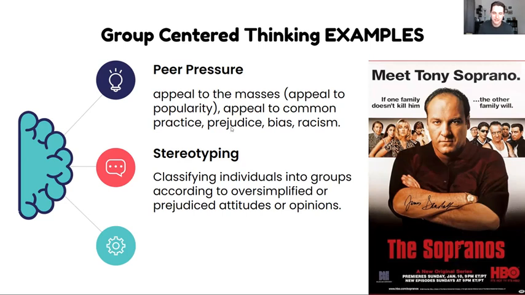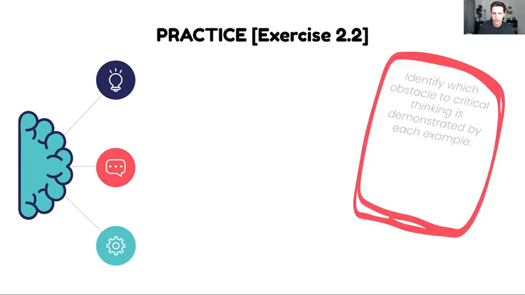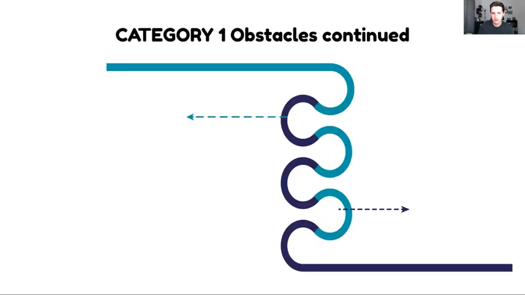So, a simple example of a stereotype, but there are lots of other much more serious stereotypes that can be quite harmful. So I think stereotyping is a good example of group-centered thinking. So you can come up with an example of each, of peer pressure and stereotype. So I'll skip over this. We'll do this kind of practice later.